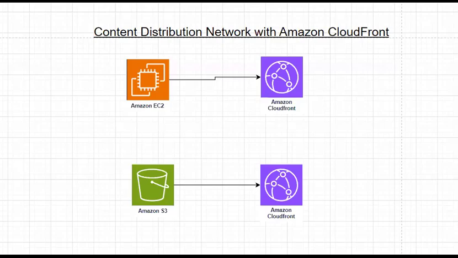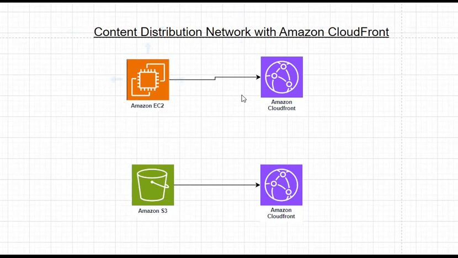Hello guys, welcome back. In this video, let us see how to provide a content distribution network by using the CloudFront service in AWS. For that, I have taken two server types: one EC2 server and one server I created using my S3 bucket with S3 static website hosting. I've created a website in S3 and in EC2 as well. I'm using one EC2 as a website server.